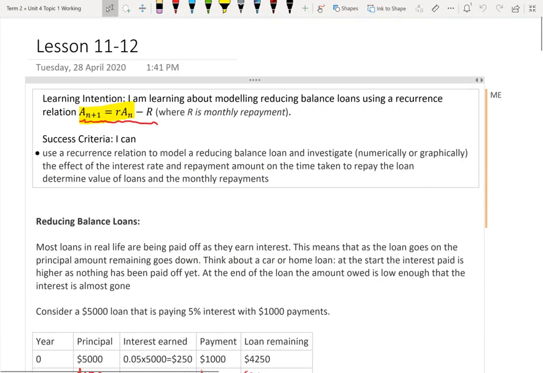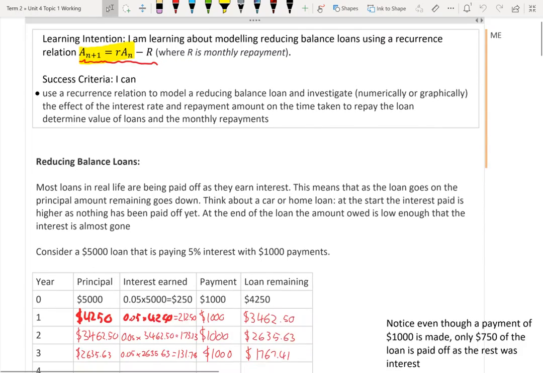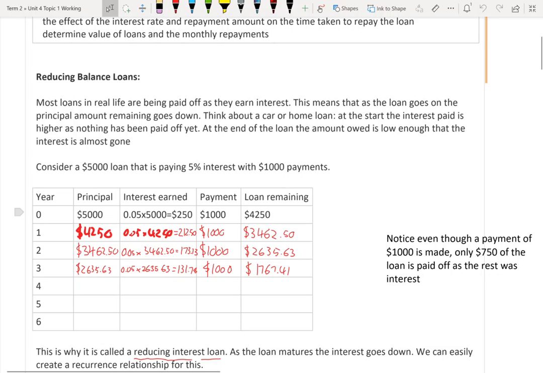So on Monday, we looked at reducing balance loans. This is the formula we use. And remember, a reducing balance loan is where you are paying off the loan as it is earning interest. In this example, your interest accrued was $250, and you paid off $1,000. So you had to pay off that $250 of interest first, and then you paid off an additional $750, which left you with $4,250 of your loan remaining.